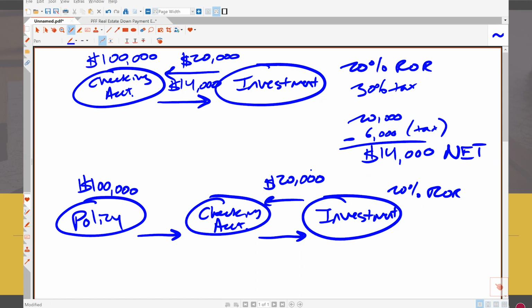Up above, there was no policy. So we just looked at the profit. We paid taxes on it. We got left with 14. We felt pretty good. But here, we actually owe the policy loan interest on this money. So instead of us just having a $20,000 profit, what essentially happens is at the end of the year, the policy is going to require 5% interest, let's just say, back on this policy loan that we use to fund our investment.